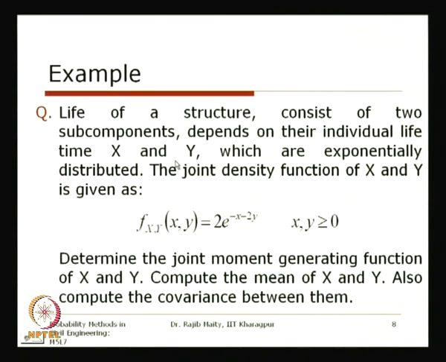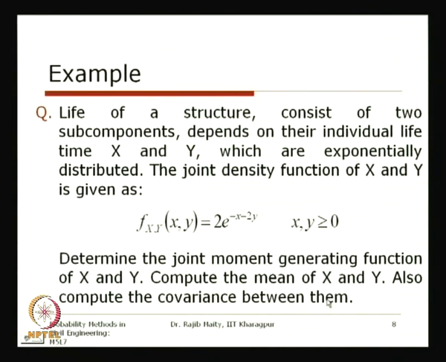Both of these are exponentially distributed, and their joint density function of x and y is given as f(x,y) equals 2 e^(-x-2y), where x and y are greater than or equal to 0. Determine the joint moment generating function of x and y, then compute the mean of x and y, and also compute the covariance between them.